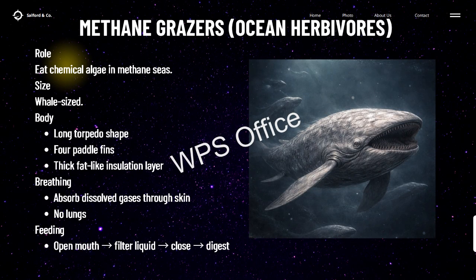Next, we got methane grazers, or ocean herbivores. Their role is to eat chemical algae in methane seas. Their size is like whale size. Their body is long, torpedo-shaped, with four paddle fins and a thick, fat-like insulation layer. For breathing, they absorb dissolved gases through the skin, and they have no lungs. The way they feed themselves is they open their mouth, filter the liquid, close, and digest, as if it's like a vacuum with a filter on. But why is it realistic? It's directly based on whales and the way they feed themselves through filtering.